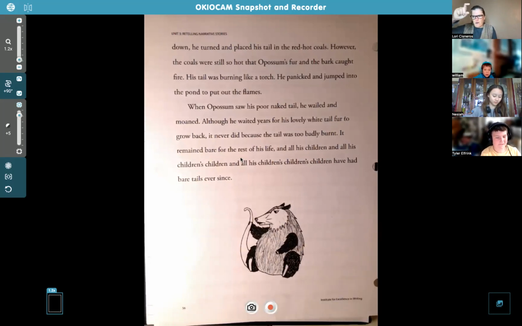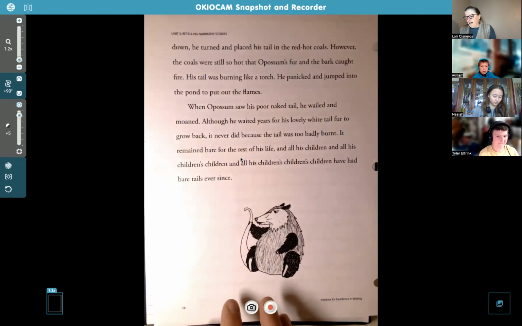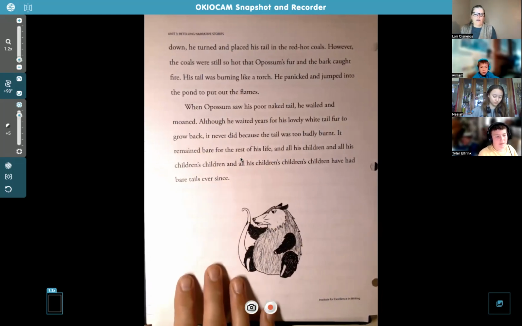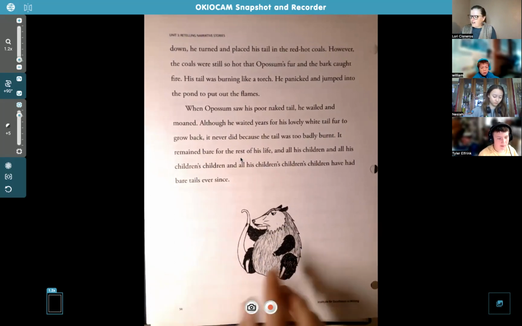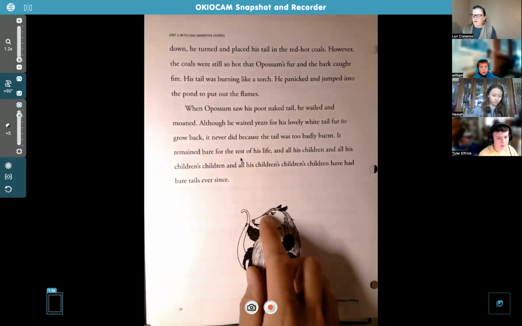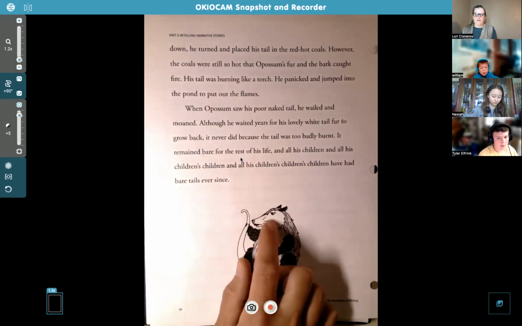Maybe the little guy at the top of the mountain went to the bad side on this one. But anyway, that is how they say he has a bare tail, and there he is. And he kind of does look in the head a little bit like a skunk. They have a similar type of face.